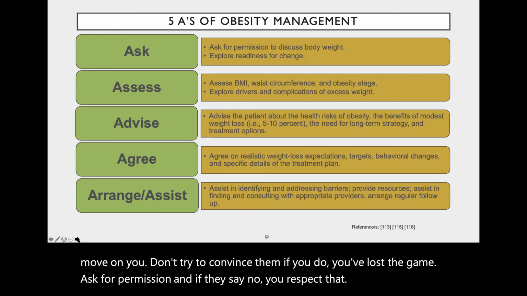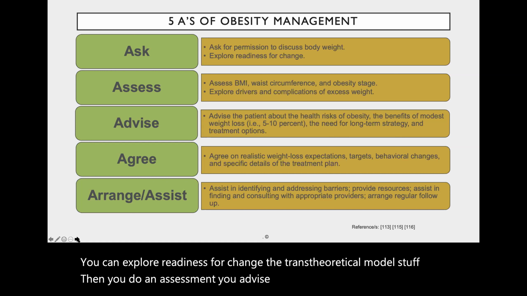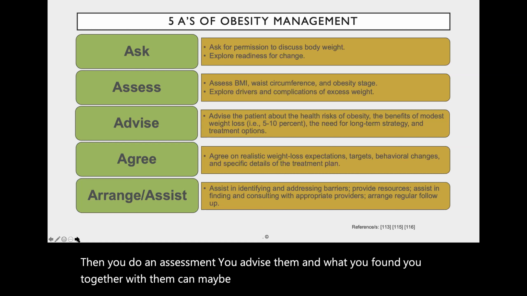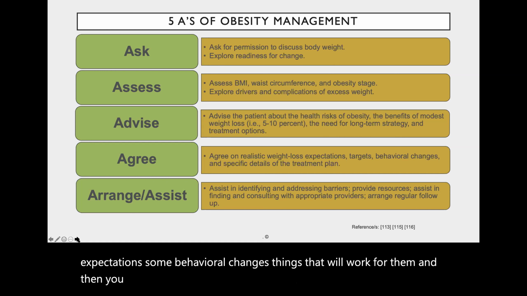You can explore readiness for change, the trans-theoretical model. So then you do an assessment. You advise them on what you found. You together with them can maybe agree on some realistic weight loss expectations, some behavioral changes, things that will work for them. And then you arrange and assist.